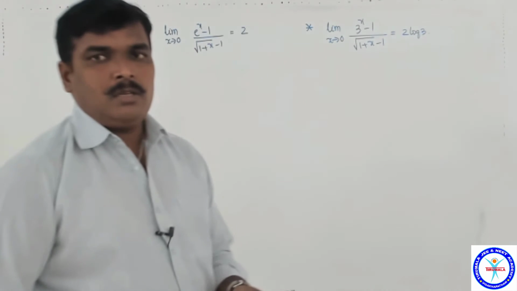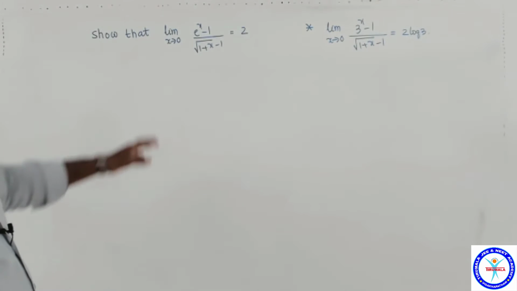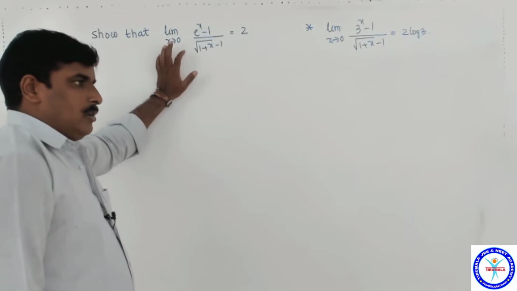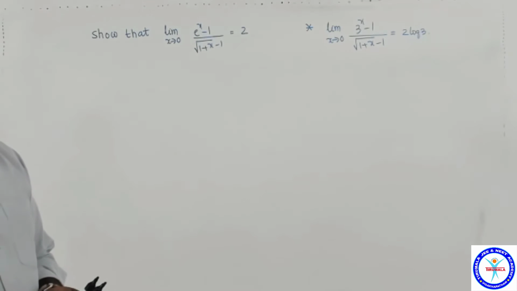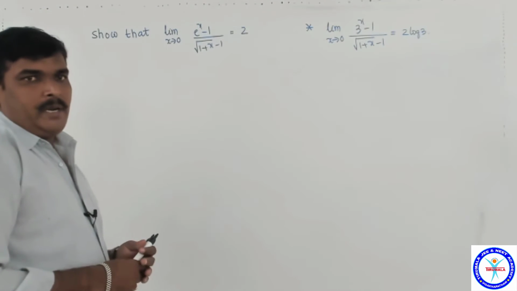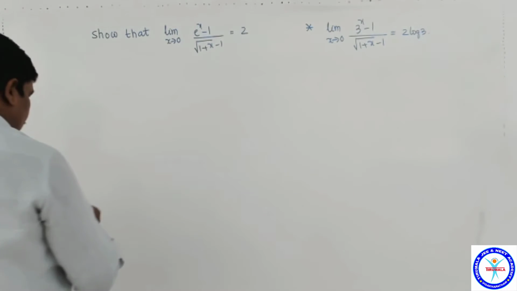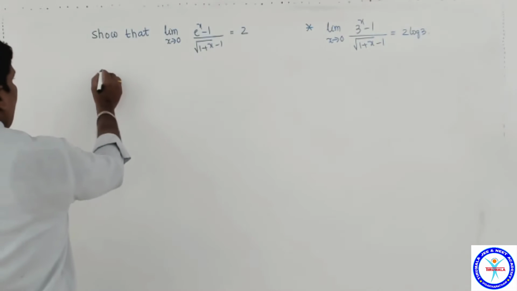Okay, so these are some more different problems. Here, if you substitute directly x equal to 0, then we get 0 by 0. It is an indeterminate form. So that's why rationalize the denominator. Then after simplification of the function, we get the limit value.